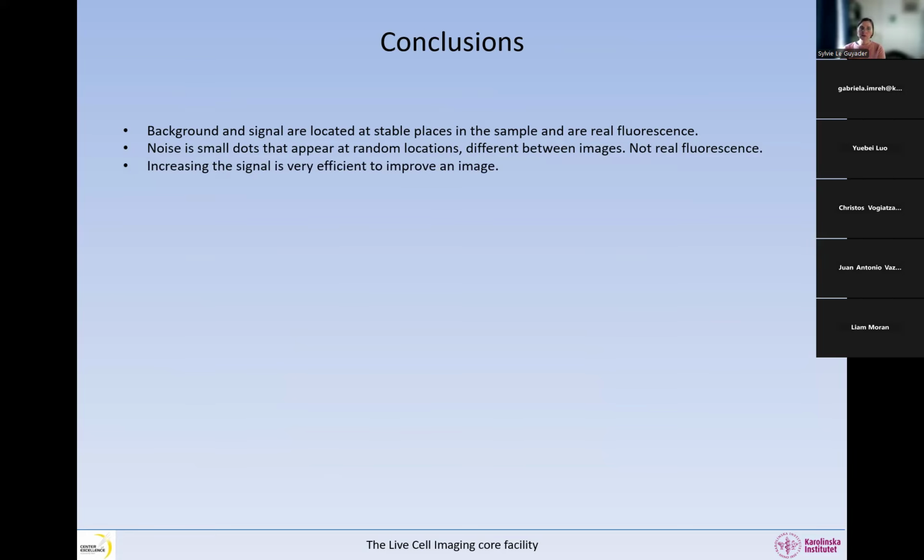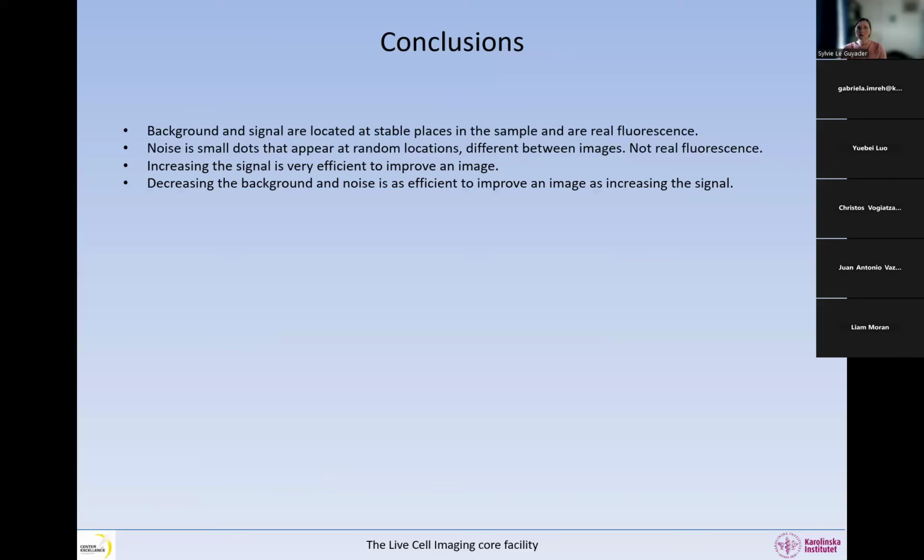Increasing the signal is a very efficient way to improve the image. So make sure that you don't get tricked by pushing the brightness and contrast. When you set your settings on the microscope, you might think that the image is bright just because you're pushing the brightness. No, make sure that you explore the image, and you should not have a too dim image. Otherwise, if the signal is too dim, you're going to have a high contribution of the noise.